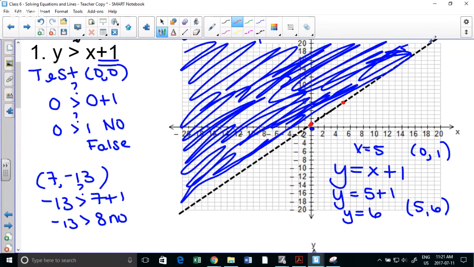Solid or dotted depends on how the inequality is presented. Greater than or equal to, or less than or equal to, means a solid line. Strictly less than or strictly greater than means a dotted line.